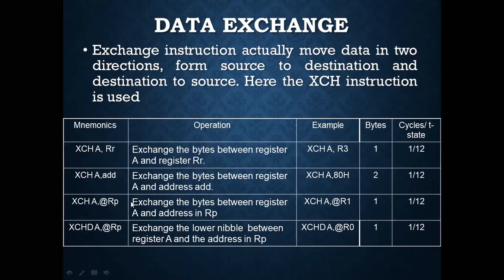Clear? Again, XCH A, @Rp is there. That means exchange the bytes between register A and the address in Rp. Clear? In the example, you can see the content of the R1 register will be acting as an address. The content of that particular address will be moved into the A register, and the content of the A register will be moved into that particular address located by the R1 register. Clear or not?